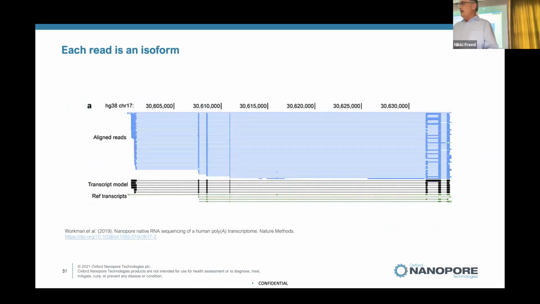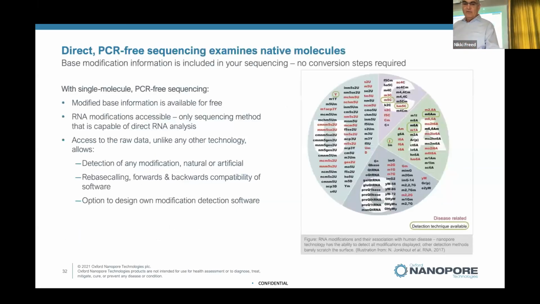Every read is a transcript with Nanopore. There is no assembly required. Throw the Allen key away. You don't have to reconstruct your isoforms. Each read is an isoform. And with our direct RNA kit, you get all of the modifications.